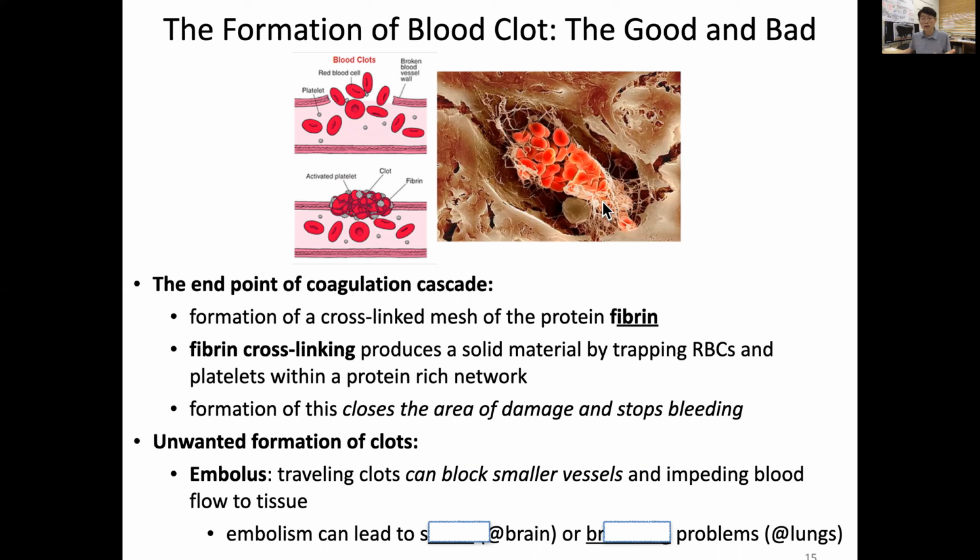The problem is there are also unwanted formations of clots, such as a clot which will shed as a traveling clot, which we call an embolus. That can block small vessels and impede blood flow to the tissue, causing tissue ischemia. If it ends up in the brain, it can lead to a stroke, or if it ends up lodging in the lungs, it can cause breathing problems.